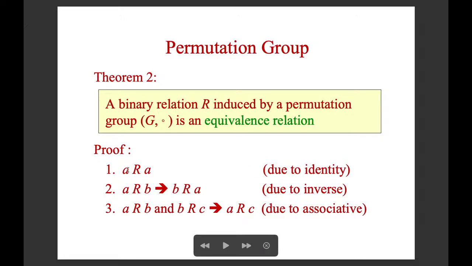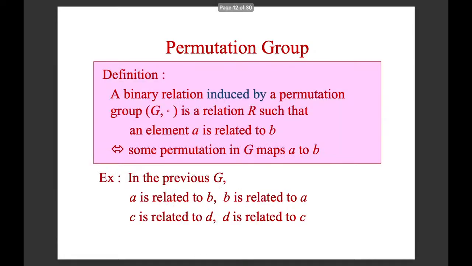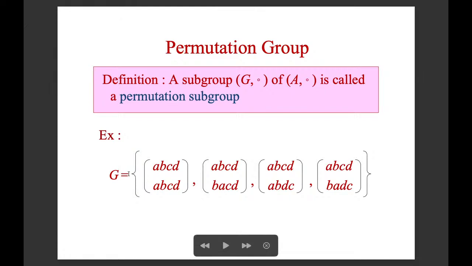First of all, we claim that each item is related to itself. To check this, we ask: is there a certain permutation that maps an item back to itself? The answer is yes, because the identity gives us a proof. So every item in the ground set is related to itself.